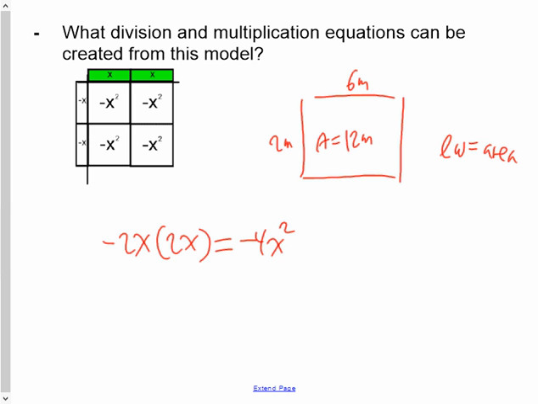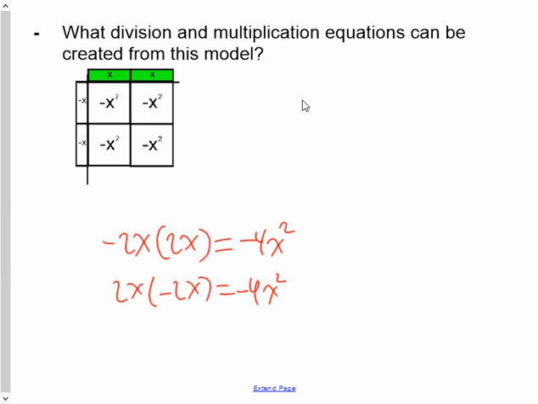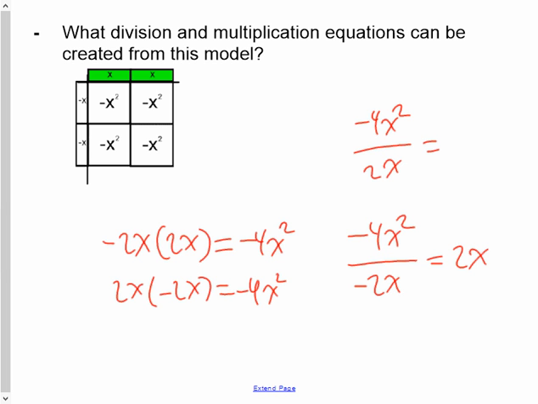So the first one I could write would be that one, and I guess conversely you could also write 2x multiplied by negative 2x equals negative 4x squared too. If you wanted to switch the terms around, that would work. The division questions, there are two of them you could write as well. You could put the area of negative 4x squared divided by one of the sides I know will equal the other side. Or also I could put the area divided by the side I know equals the other side. So all four of these statements are appropriate equations that can be created from the model.